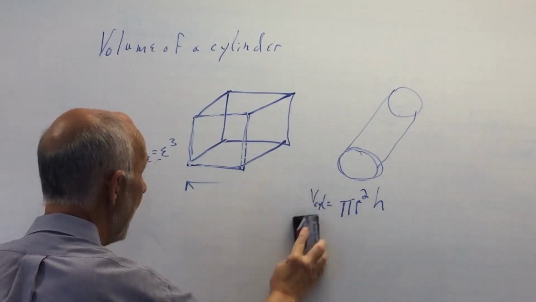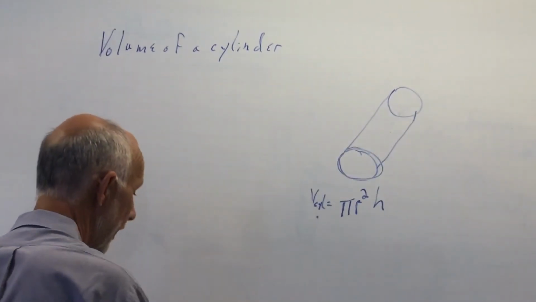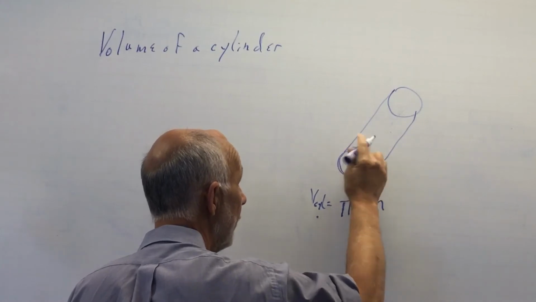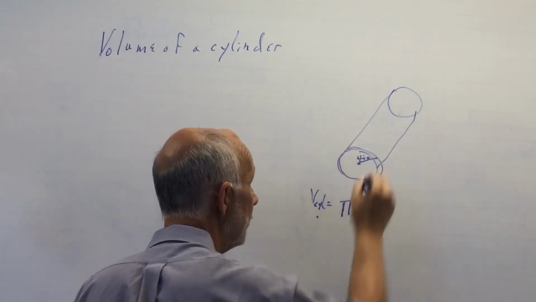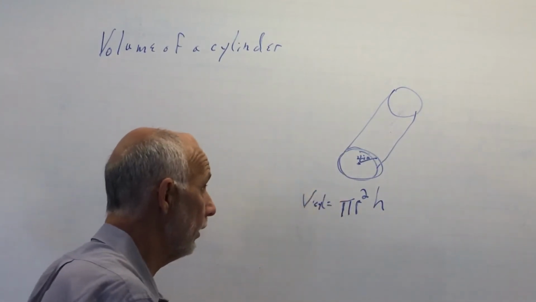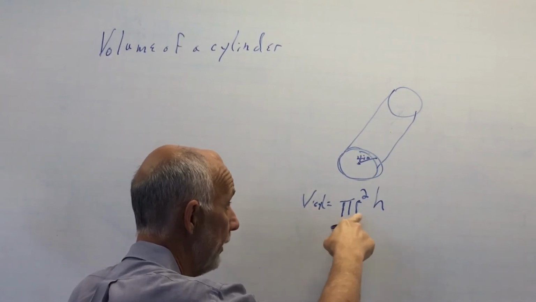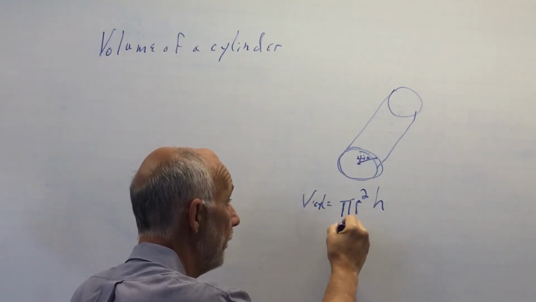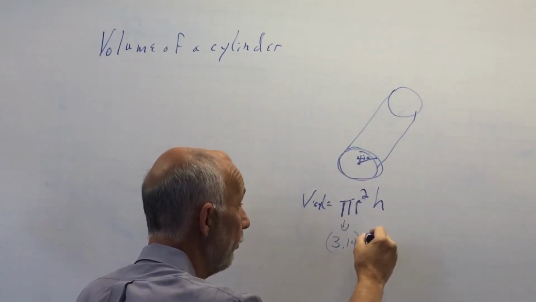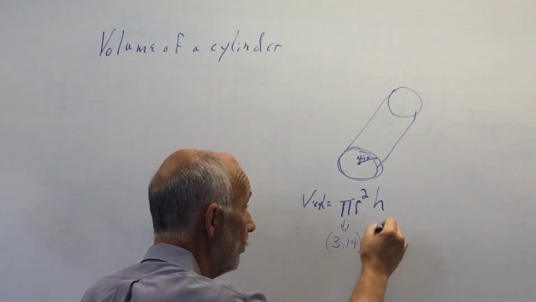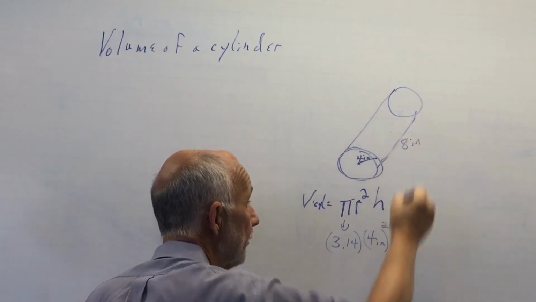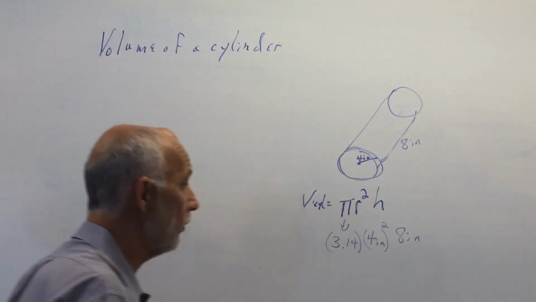So, let's say I had this cylinder here, and let's say I told you that the radius was 4 inches. Now I would use the formula. Always start by writing the formula. Volume of a cylinder equals pi times the radius squared times the height. Replace pi with 3.14. Replace the radius with 4 inches and square it. And then I need to know the height. Let's say that's 8 inches. And then I could work it out.